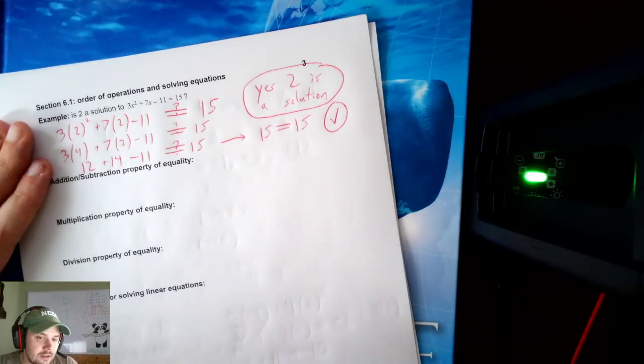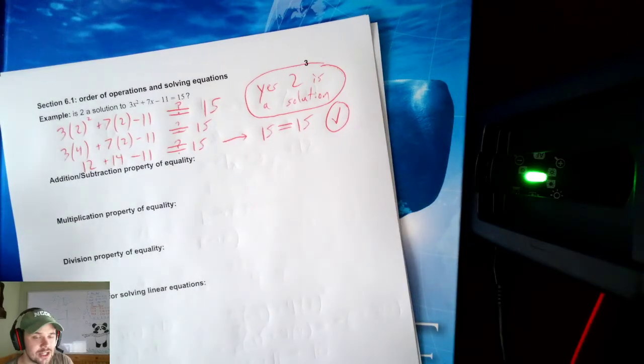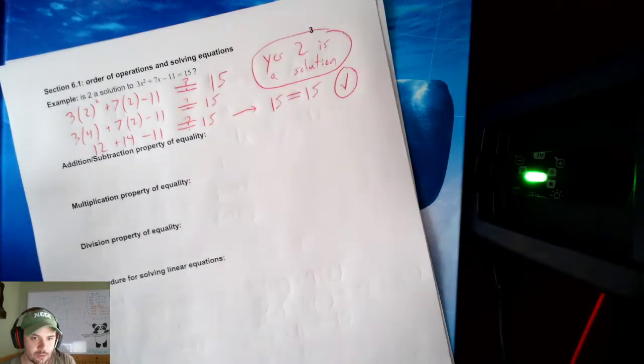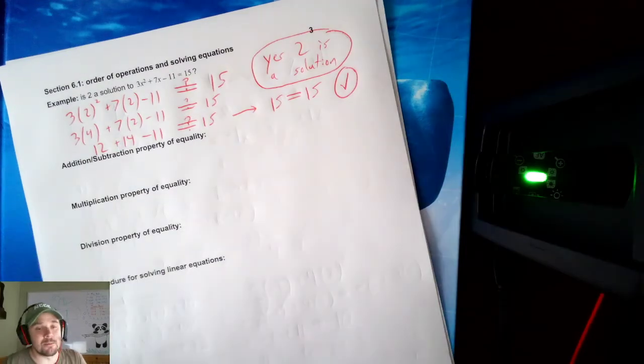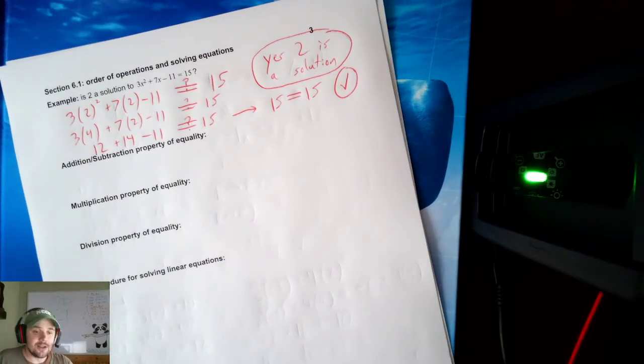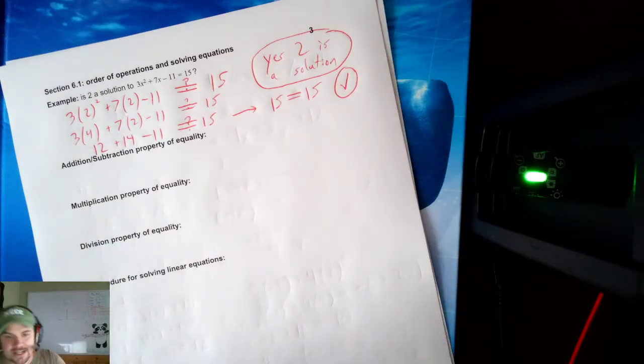2 works for this problem. So I know 2 is a solution to this equation. 2 works. I know that. It just showed me that, right? Now, how would I find 2? Here it gave me the number 2 and asked me to check it. Usually, we will be given an equation and we want to find the number that makes it true.